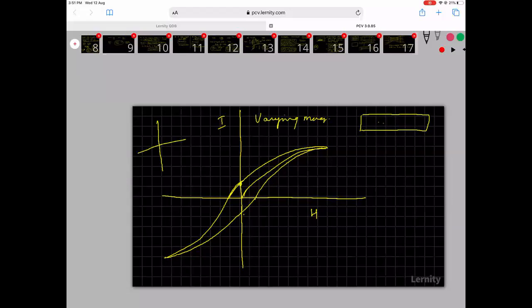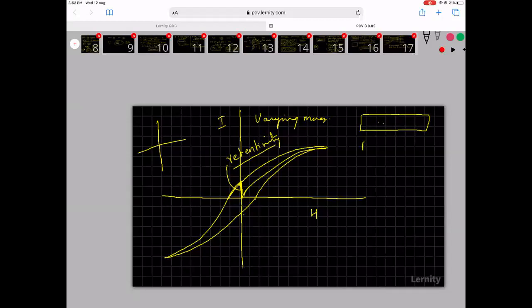This distance from here to here is what is called the retentivity. That is, once the external magnetic field is removed, how much magnetism is retained? That is what is called retentivity.